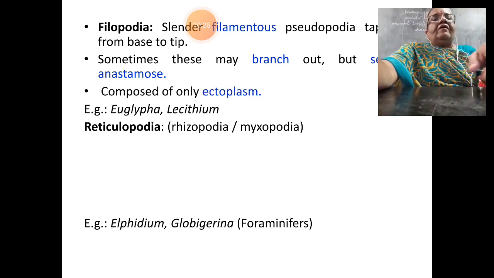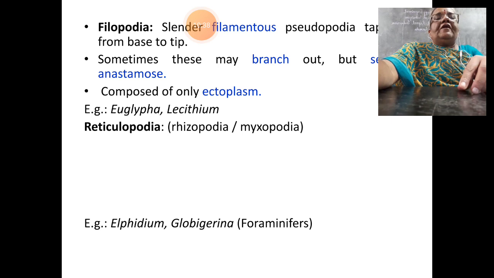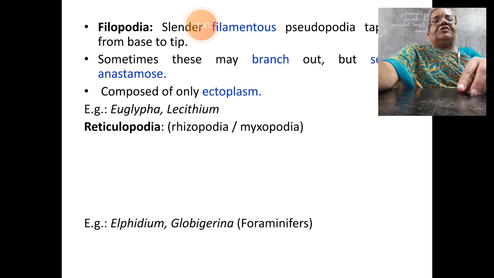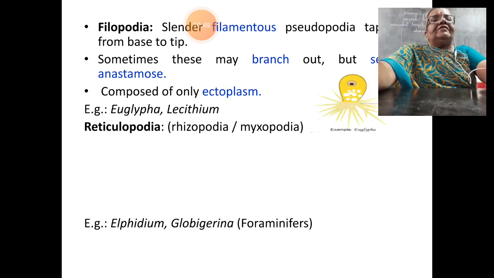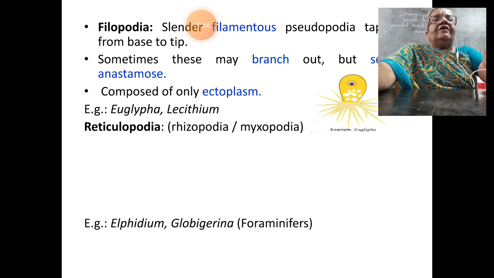They are composed of only ectoplasm, unlike lobopodia. Please note, they are composed of only ectoplasm, unlike lobopodia, and phylopodia are formed in protozoans like Euglypha, Lecythium, etc. Now, this is the diagram of Euglypha. You can see the branched out phylopodia at the bottom, right? And you can also observe that they have not formed a network.